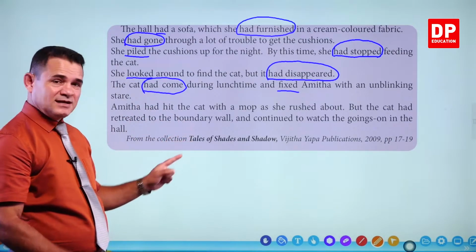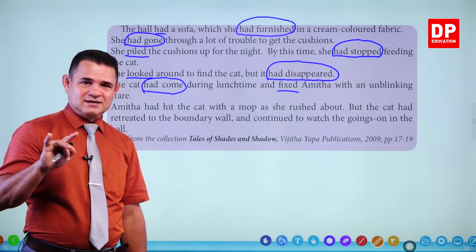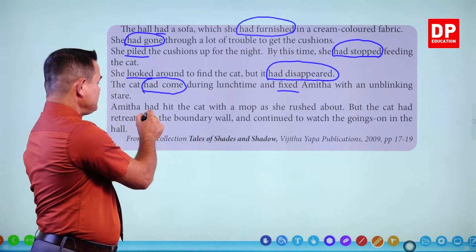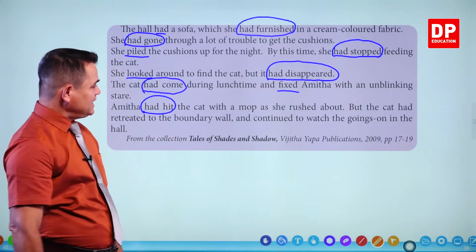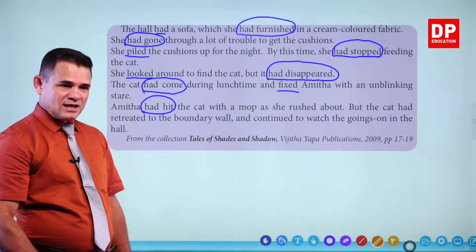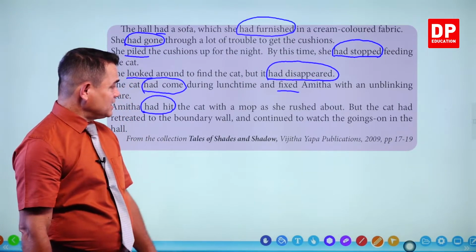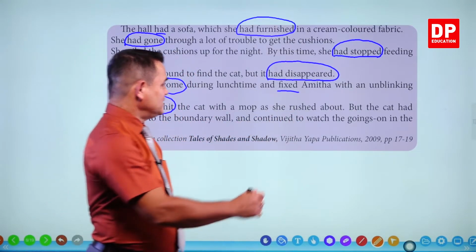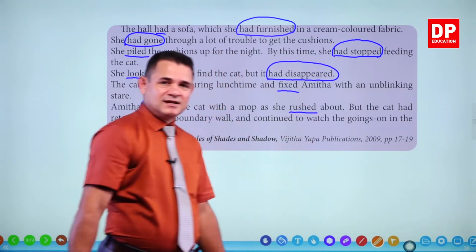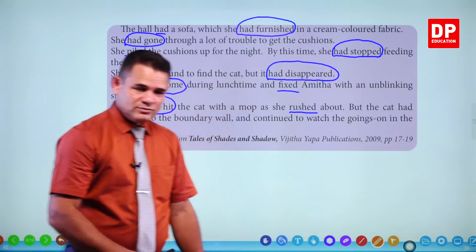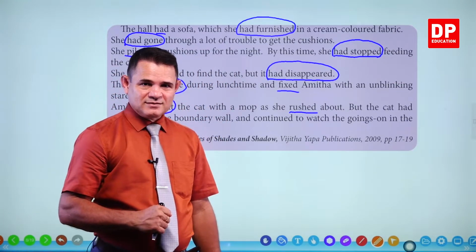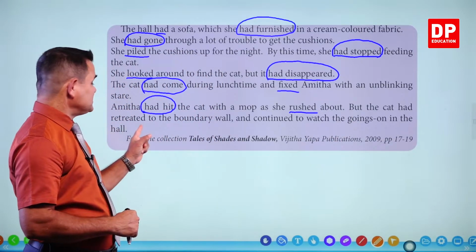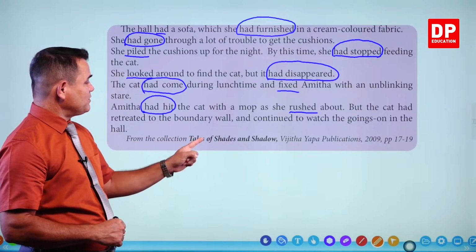Amita had hit. Hit, hit, hit. The past participle is also hit. So then it is with the word had, so that is also past perfect. Had hit the cat with a mop. Had hit. Mop as she rushed about. That is simple past tense. Underline, rushed about. But the cat had returned to the boundary wall.